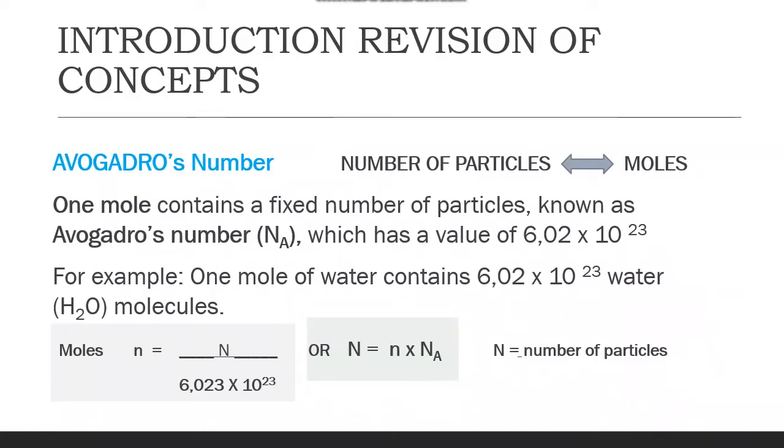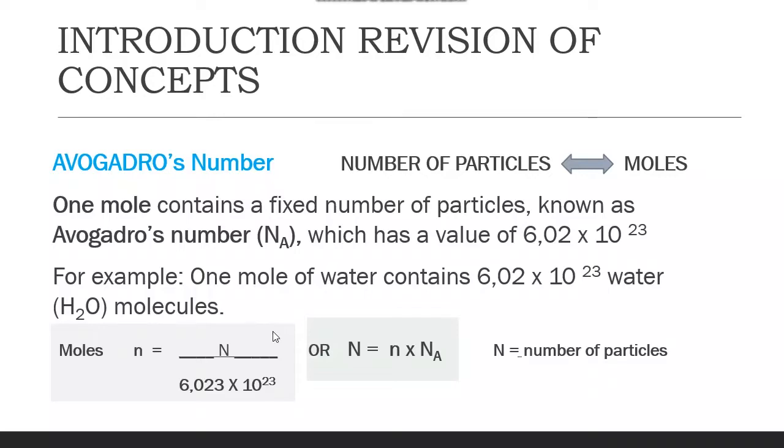If we look at Avogadro's number, it's the number of particles. And so 1 mole contains that fixed number of particles known as Avogadro's number, which has a value of 6,02 times 10 to the 23. So in other words, this also applies if they say how many molecules of water are there in 1 mole of water, and you'll have 1 mole of water contains 6,02 times 10 to the 23 water molecules.